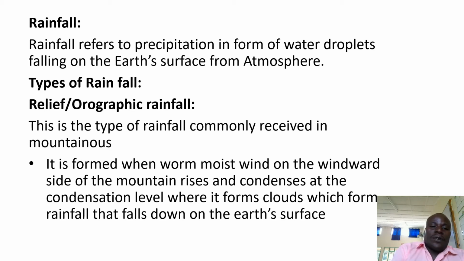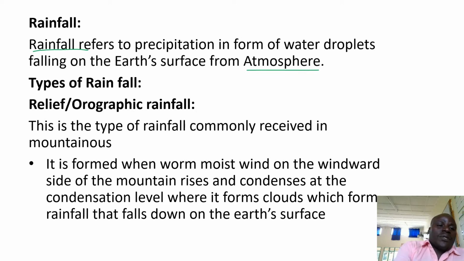So what is rainfall? Rainfall refers to precipitation in form of water droplets falling on Earth's surface from atmosphere. But again, you need to remember that not all drops of water that fall on Earth's surface stand for rainfall. They might be drops of drizzles, and drizzles are also a form of precipitation.